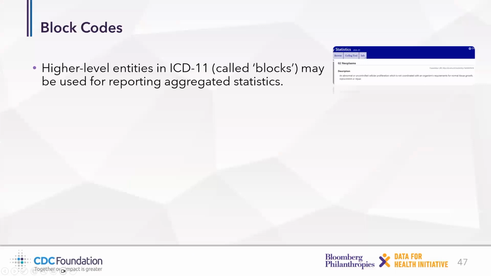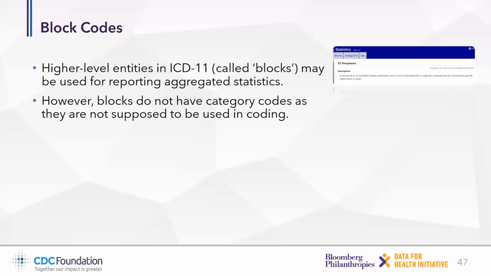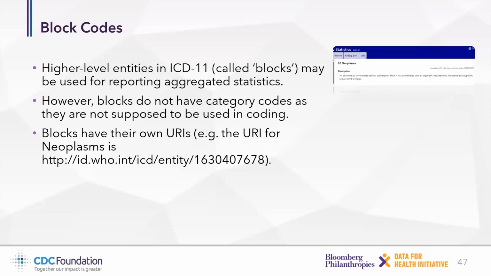Then there is another concept called block codes. Higher level entities in ICD-11 may be used for reporting aggregated statistics. They are called blocks. However, blocks do not have category codes as they are not supposed to be used in coding. Blocks have their own URIs. For example, the URI for neoplasms is this.